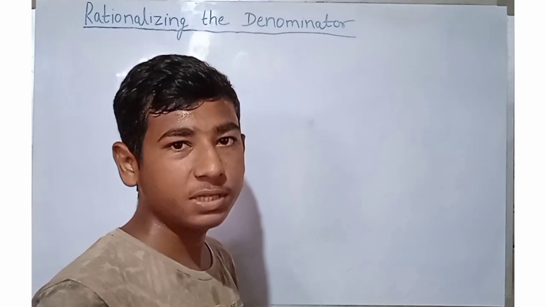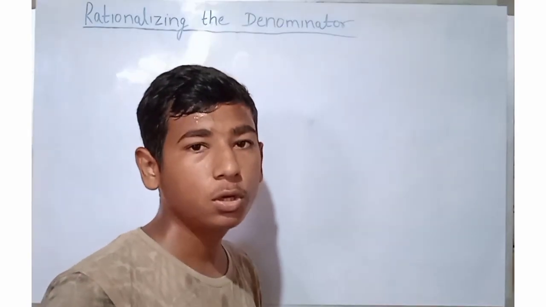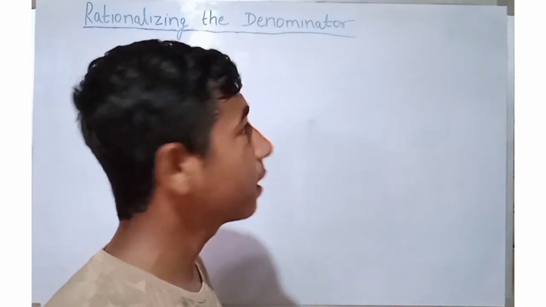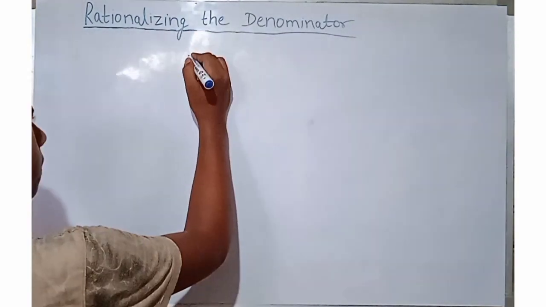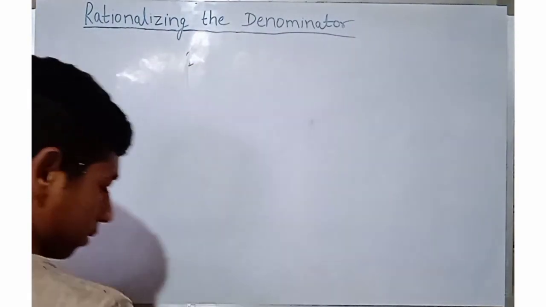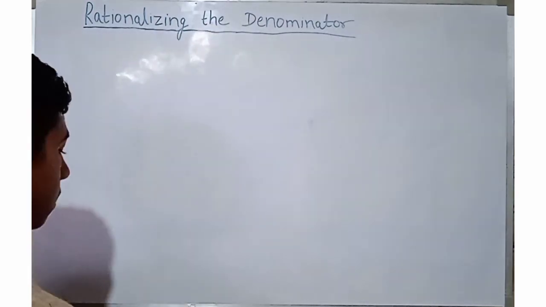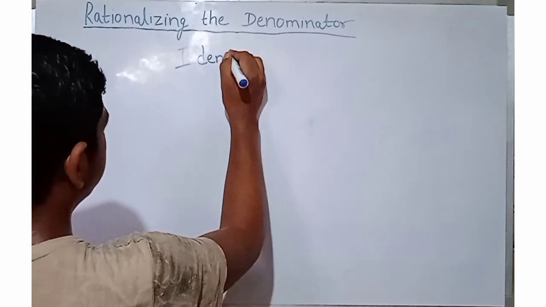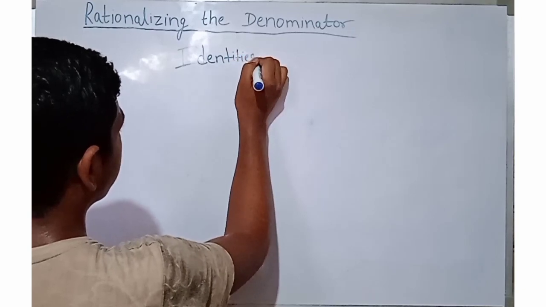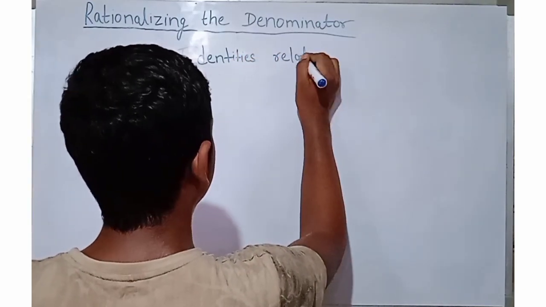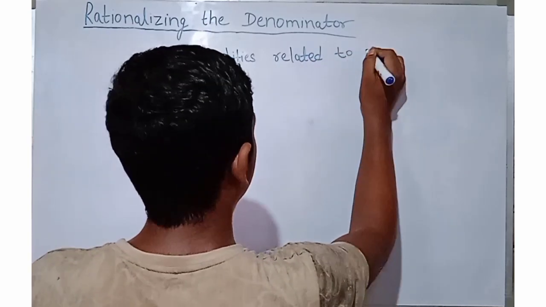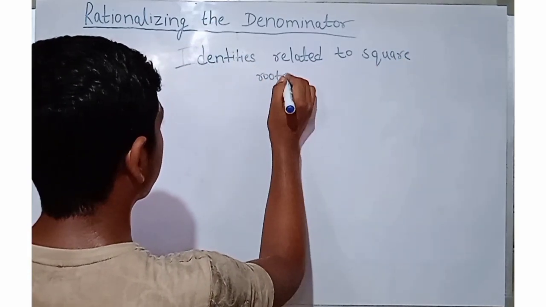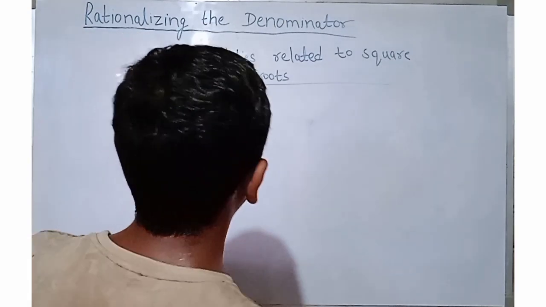Firstly we are going to see some identities related to square roots, which could help us in solving or rationalizing the numbers. Identities related to square roots.